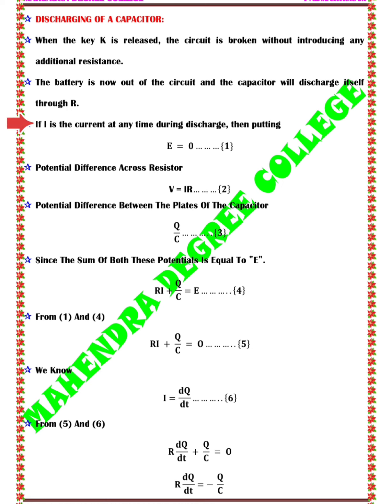If I is the current at any time during discharge, then put E equal to 0. When a capacitor discharges through a resistor in a simple RC circuit, or resistor-capacitor circuit, and no external electromotive force is applied, that is, here the setting is E equals 0. This is equation number 1.